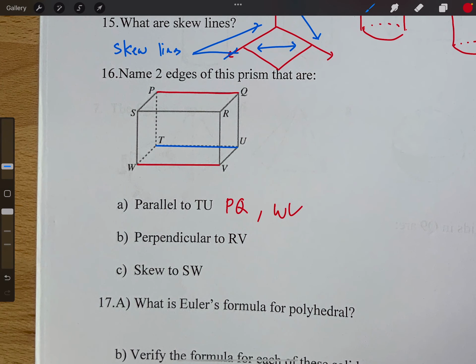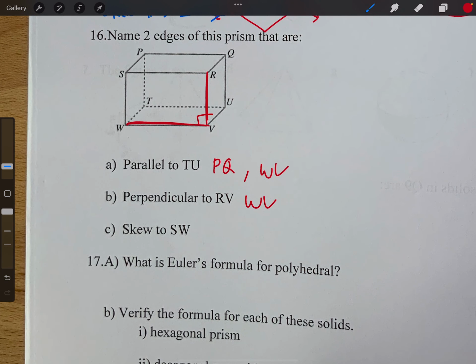Now we'll do another one, perpendicular to RV. RV is this one here. It says perpendicular lines to RV must meet it at 90 degrees. I can say this line here, so we can say WV is perpendicular to RV. So that's another one. You can name a few, just name 2. Let's see, skew. Question C, skew to SW. SW, I'll put in blue.